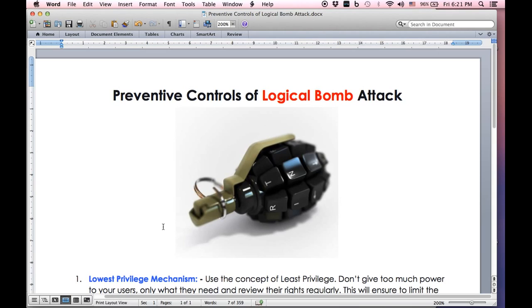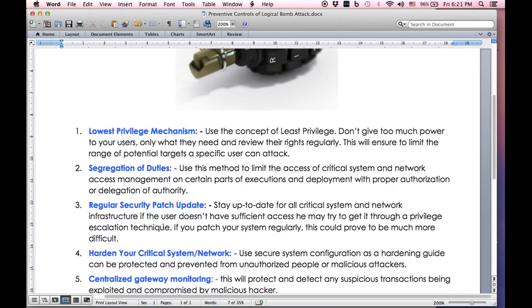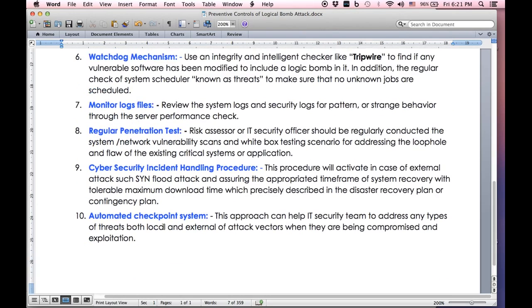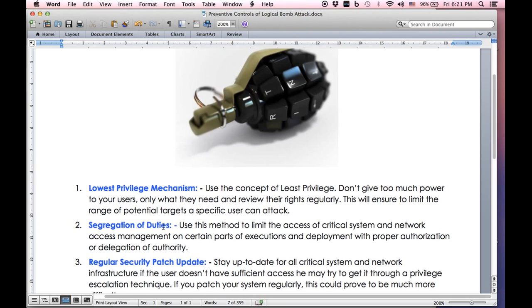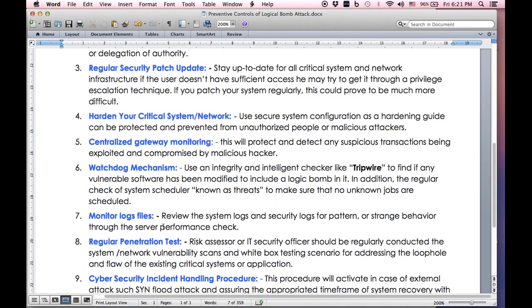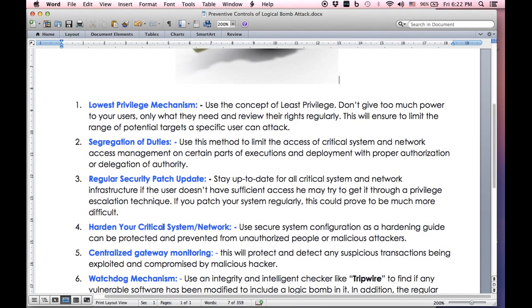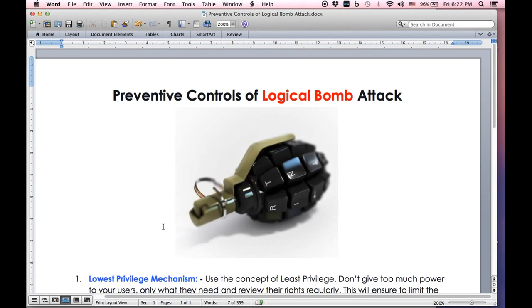So if you are the risk assessor or IT security or IT auditor or IT assurance or IT compliance, you make sure that the 10 preventive controls that I designed based on my experience. I would like to share with you one by one among the 10 preventive controls to make sure that you can protect from the suspicious activity from the insider attack.